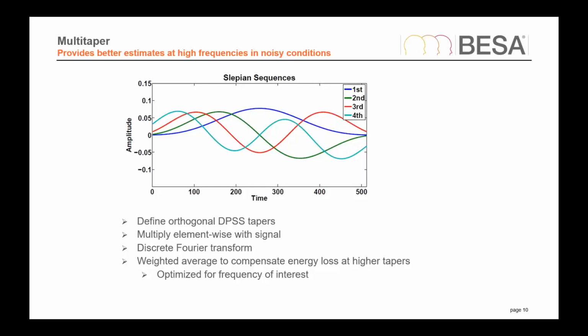And the third method of doing it is what we call multitaper. This provides better estimates at high frequencies in noisy conditions compared to other methods. To do this, we have a bunch of orthogonal DPSS tapers, which we then multiply element-wise with the signal. Then we compute a short-time Fourier transform, and finally apply a weighted average, which can be optimized for each frequency of interest. That gives us the multitaper transformation.